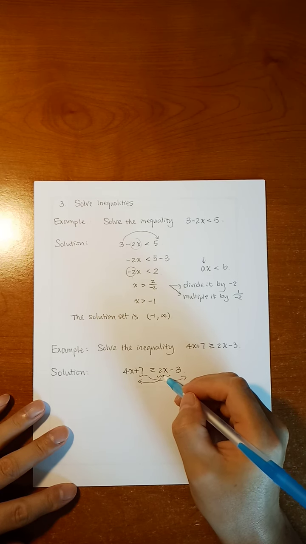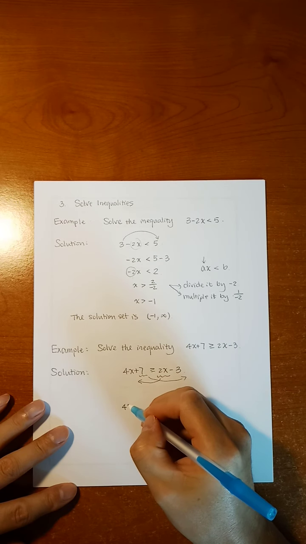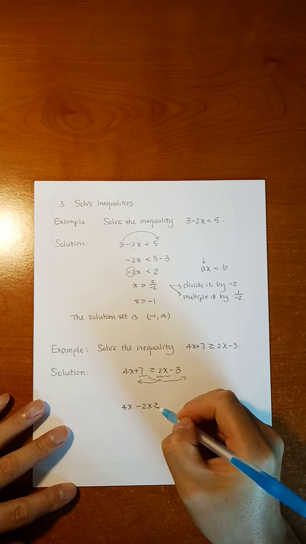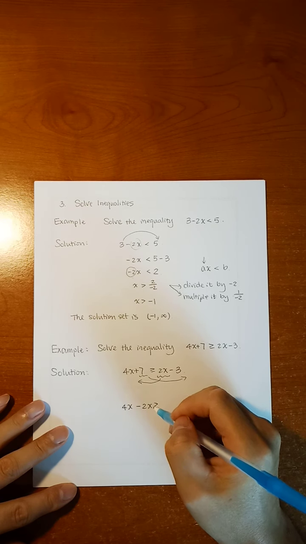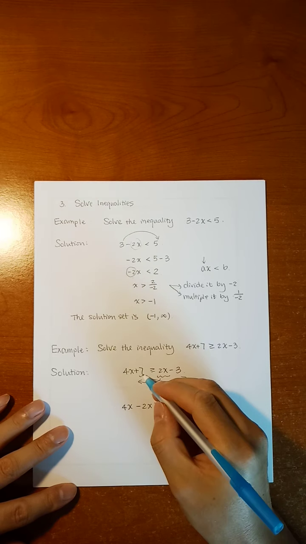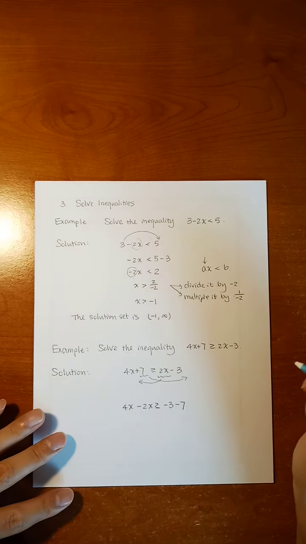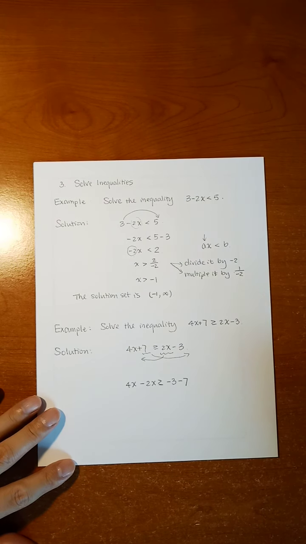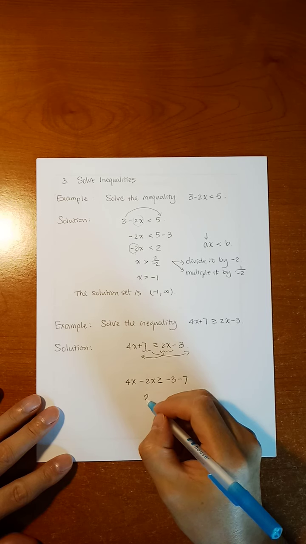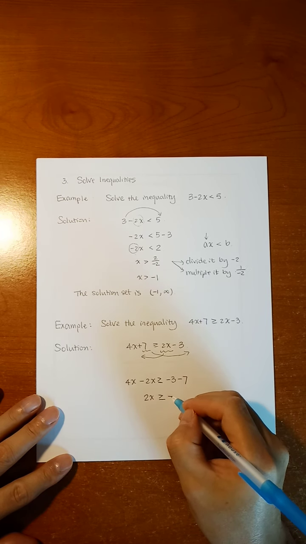2x, there's no sign, it is a positive sign. Move it to the left, it becomes minus 2x. When you do this movement, you don't change the direction of the inequality. So this is negative 3, you put a negative 3. 7 is positive 7. Move to the right side, it becomes negative 7. Right? So 4x minus 2x is 2x, greater than or equal to negative 3 minus 7, negative 10.